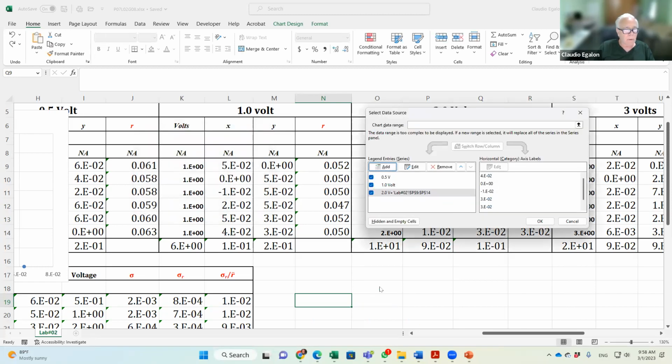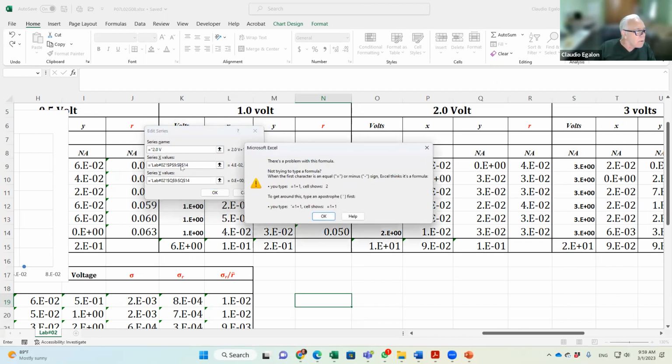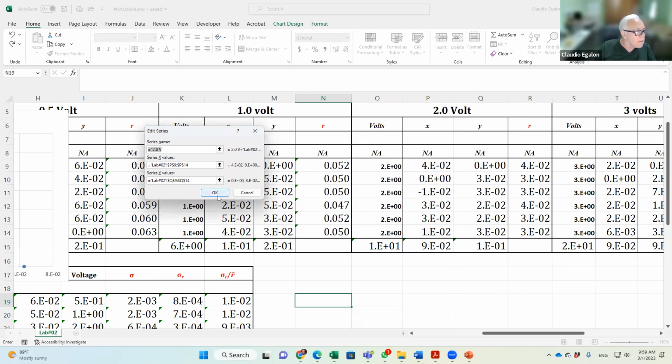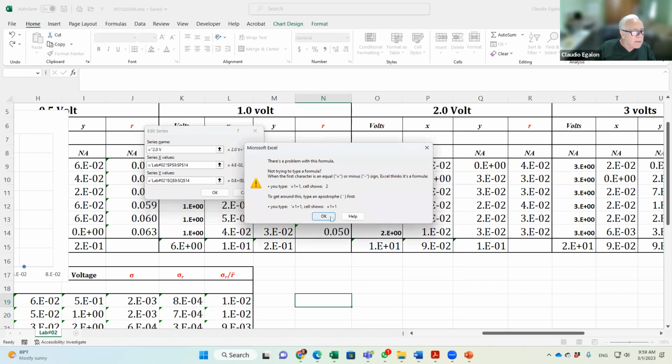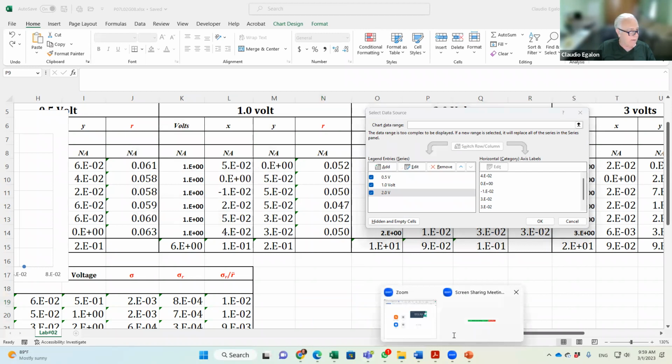Click OK. Oh, wait, what is it showing up here? Let me erase it. Didn't erase it before. There's a problem here. I don't know what's going on. Ah, I know why. It's the equal sign, 2.0 volts. Good. You cannot have an equal sign here. This one has to have an equal sign. Now we have our third electric potential.